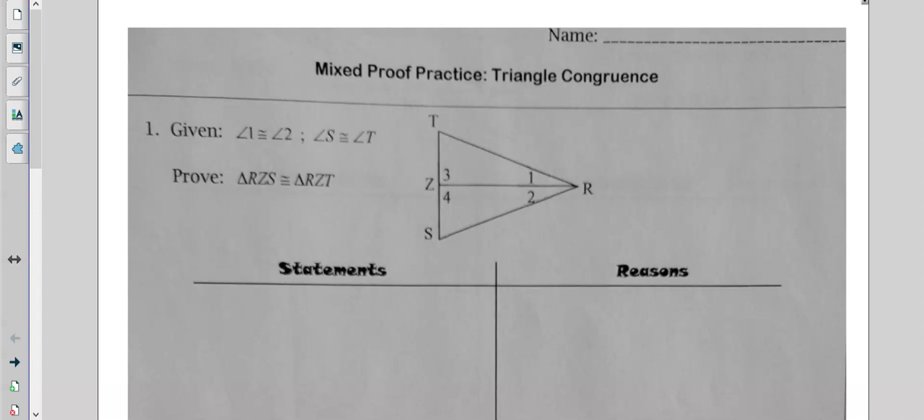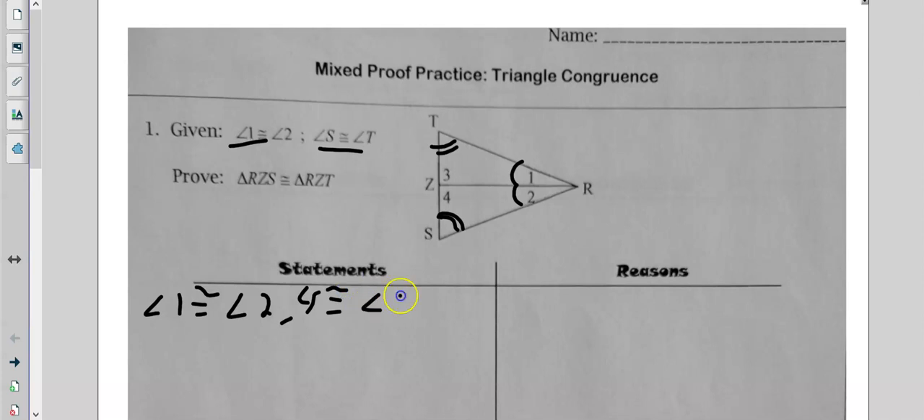All right, so we are given that these two angles are equal. That's right here. We're also given that S and T are equal. So we mark one with 1, we mark one with 2. We say angle 1 is congruent to angle 2. We say angle S is congruent to angle T, and we say that's given.